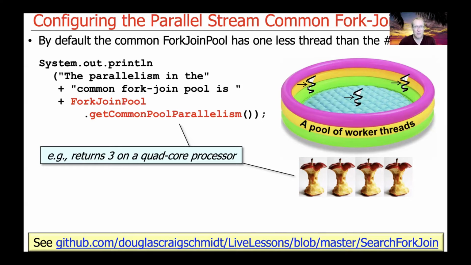However, there are times when you need to control stuff. So let's take a look at some motivating use cases here. And we'll start by talking about the default size of the common fork join pool. If you call ForkJoinPool.getCommonPoolParallelism, it'll return the number of threads the common fork join pool will use by default. If you have a quad core processor, one that has 4 cores, then the common pool parallelism level is always 1 less than the total number of cores. That may seem a little non-intuitive at first, but we'll explain why in just a second.